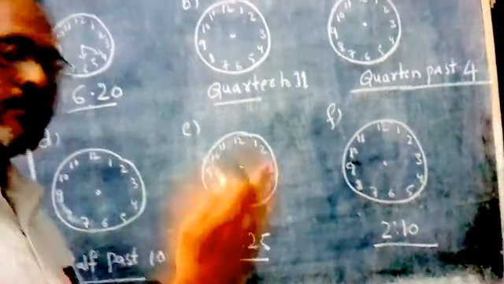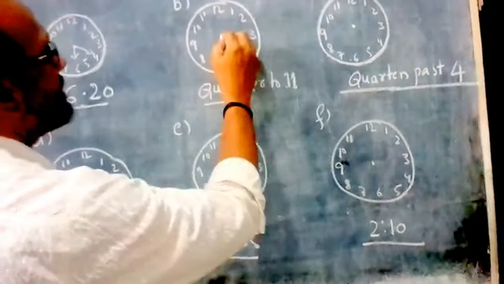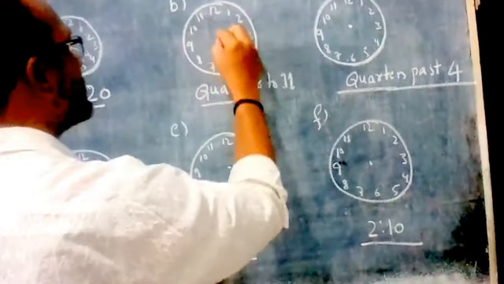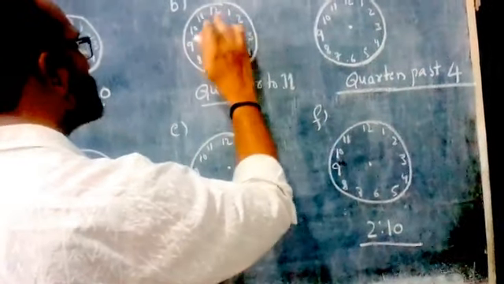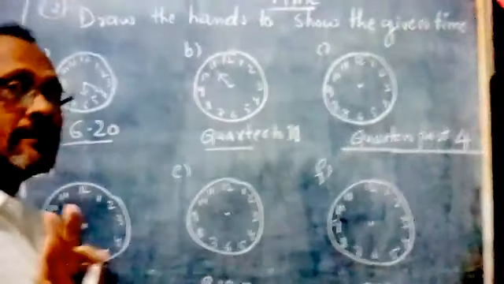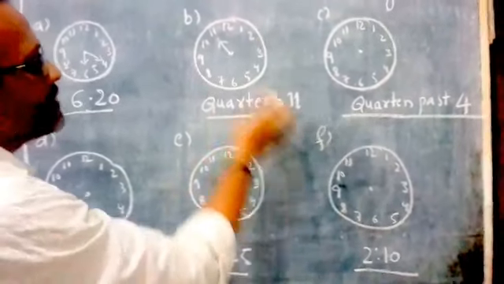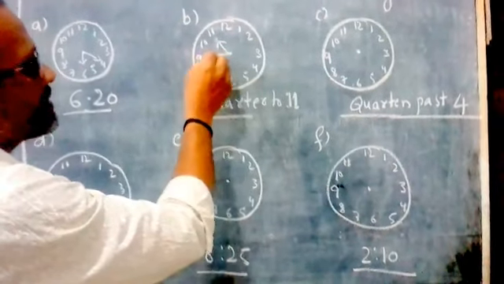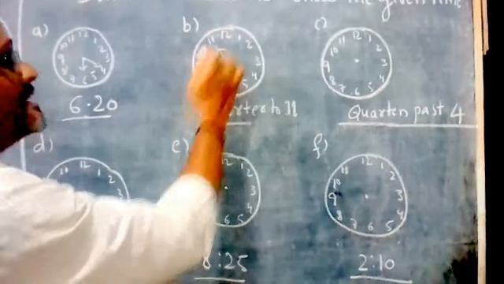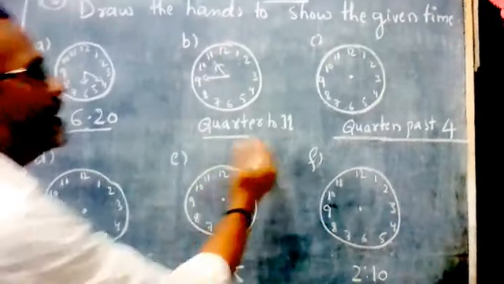Next here, quarter to 11. Quarter means 15 minutes less than the given time. So quarter to 11 means the short hand should be on 11 but it has not yet completed 11 o'clock. To represent the time, the long hand should be on 9 because it still has to cover 15 minutes. So it is quarter to 11.